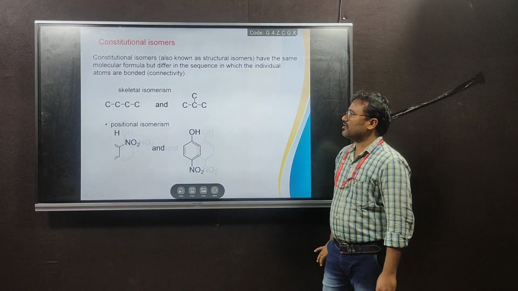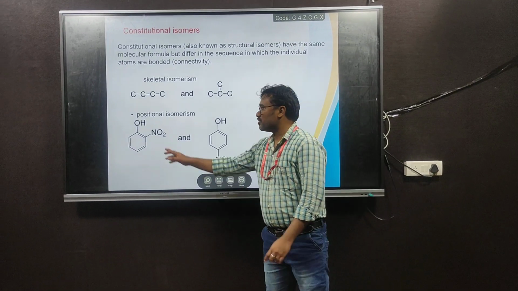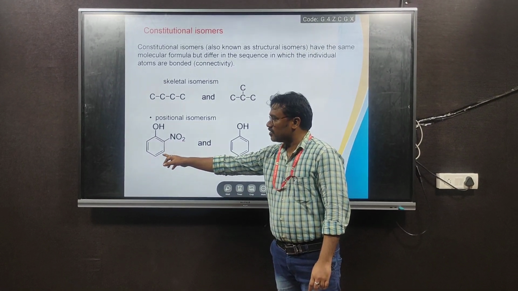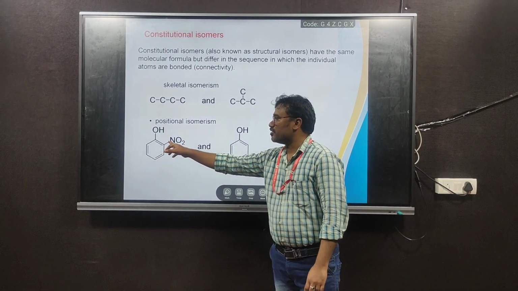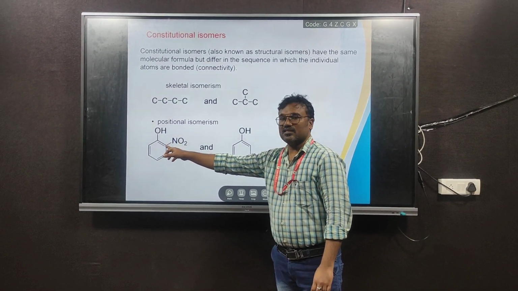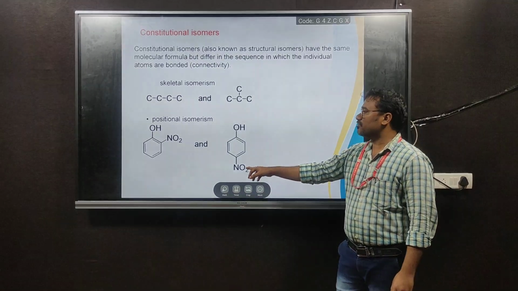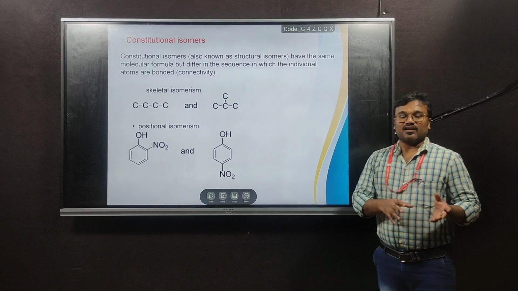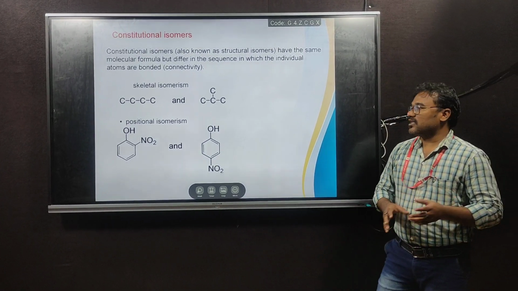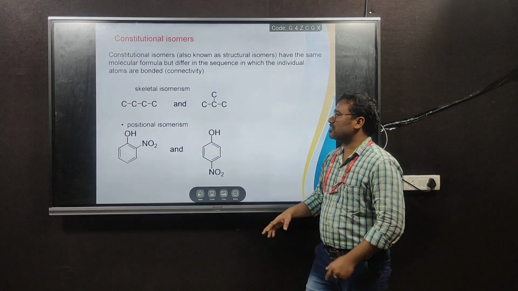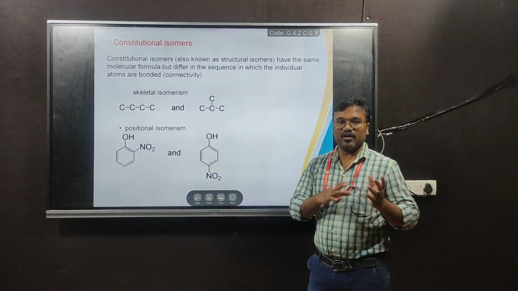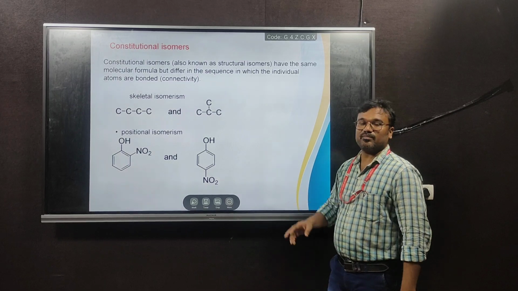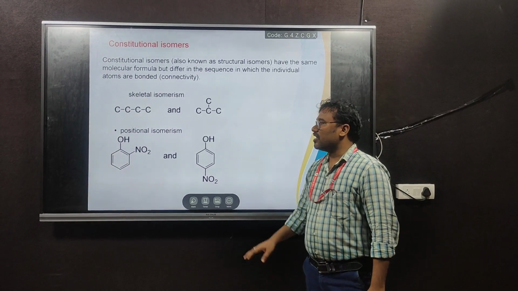Another one is positional isomerism. You see the position of the nitro group. This is ortho position, this is meta position, this is para position. So the position of the nitro group is here ortho and here para. This type of isomerism is known as positional isomerism. The molecule or the atom changes the position. So the molecular formula is the same but differs in the position of the atom or molecule. That type of isomerism is called positional isomerism.